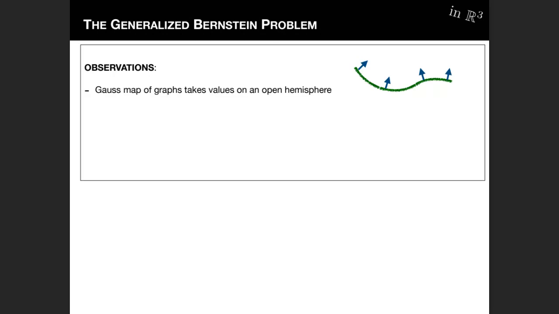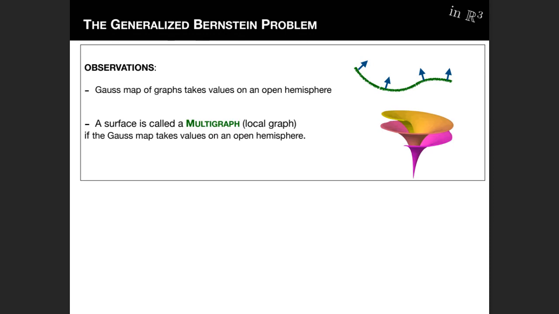So let me first make some observations. The first one is that if you have a graph, entire or not, the Gauss map, the unit normal vector, always takes values on an open hemisphere, always points up or down. But the converse is not always true. So a surface is called a multigraph or a local graph if the Gauss map takes values on an open hemisphere. So multigraphs are surfaces that are locally a graph. So the vertical projection on the horizontal plane is a local diffeomorphism, but not a global diffeomorphism. Okay, so these are multigraphs.